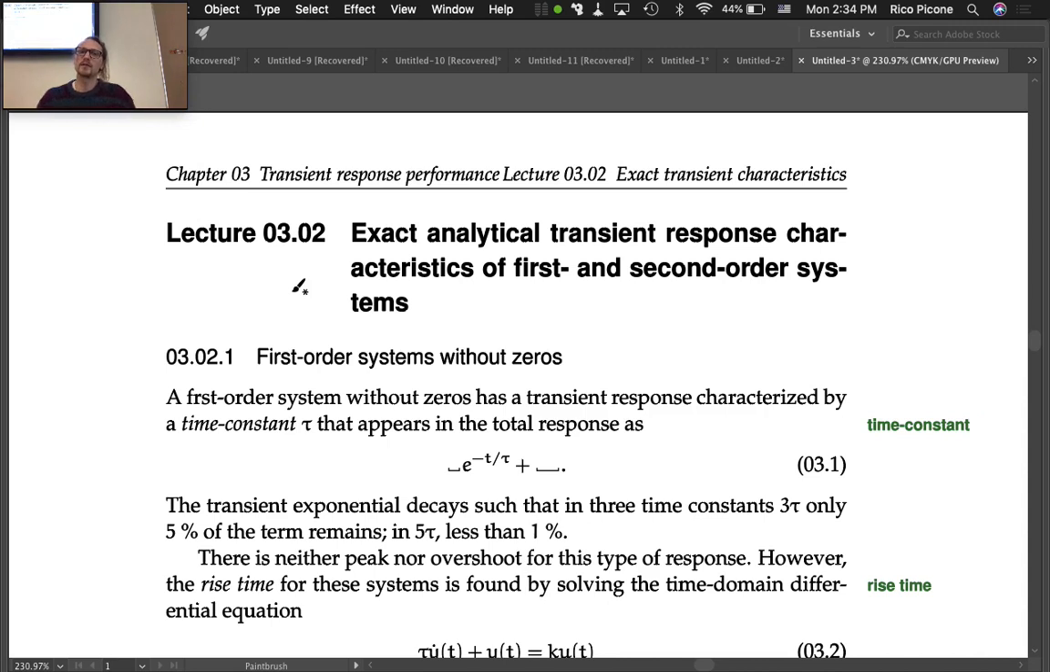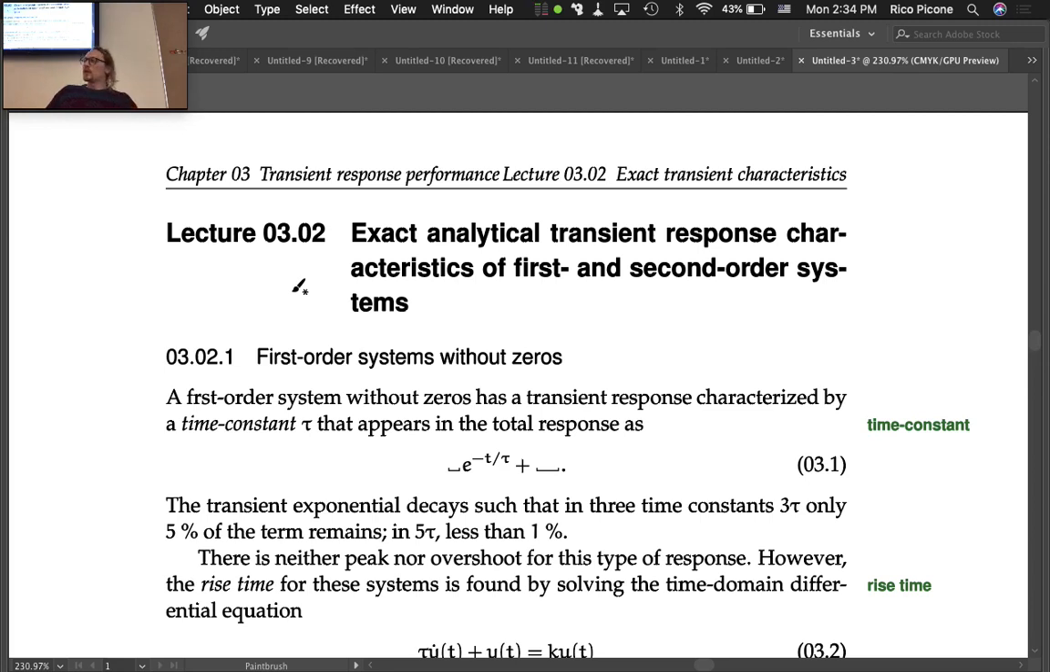So lecture 3.2. Exact analytical transient response characteristics of first and second order systems. In the previous lecture, in 3.1, we talked about the 4 different transient response performance criteria that we are going to use: the rise time, the peak time, the settling time, and the percent overshoot. So those are the 4.